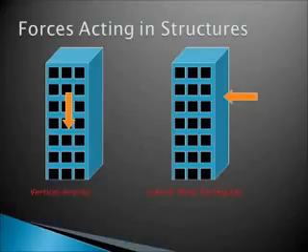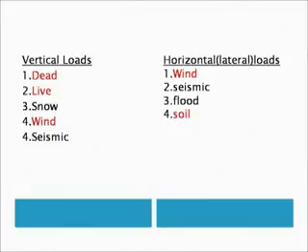Coming to the loadings, we know that loads are the basic criteria which have to be considered while designing the building. So let's look into what loads a building generally bears. Let's divide our total load into 2 parts, that is vertical and horizontal. Dead, live, snow, wind, seismic come under vertical. Wind, seismic, flood, soil are horizontal loads.